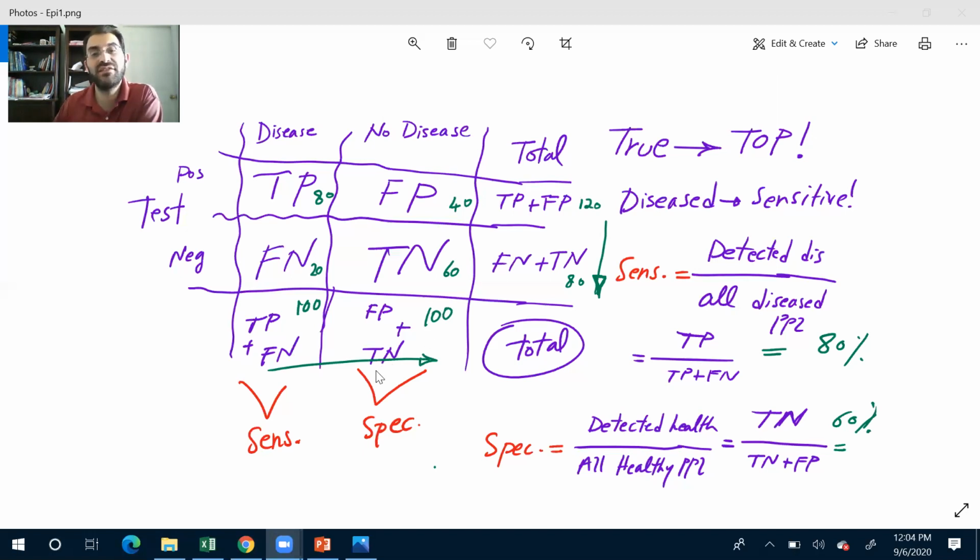Where is my specificity in the second column? Second column, here. They're sitting here. Specificity is sitting in the second column of the 2x2 table, right? That's the specificity.